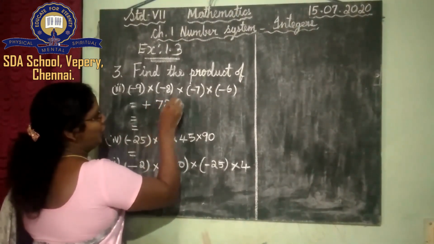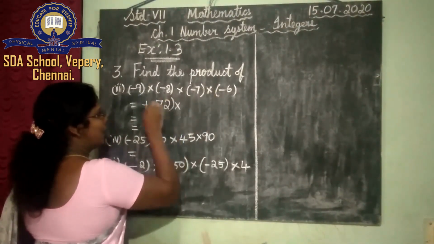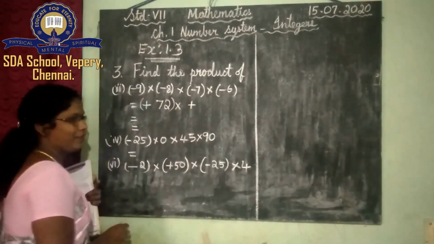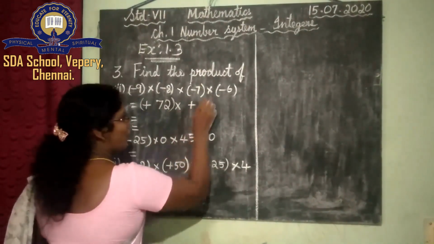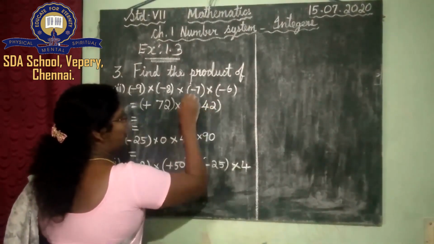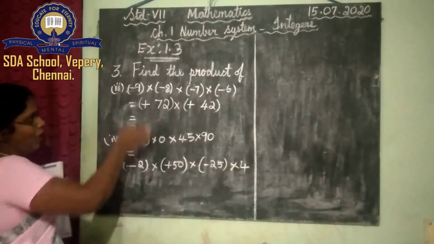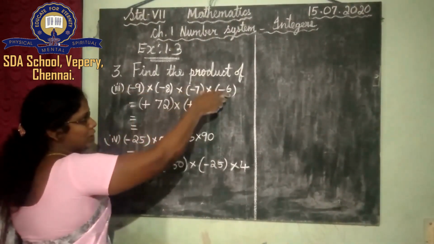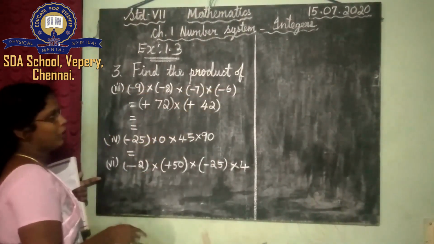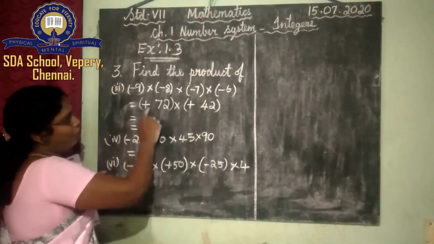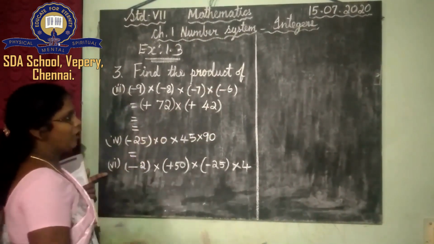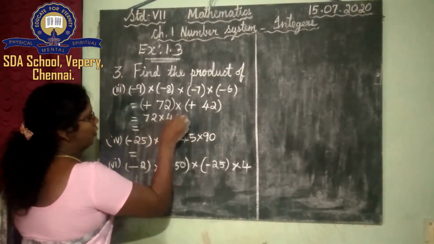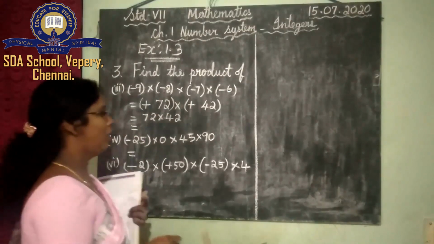72 into, again minus into minus, plus. 7 6s are? 42. Okay, you see how I am taking? I am taking first 2 integers and multiplying. Again I am taking the next 2 integers and multiplying. Now both the side I got plus. So my value is plus. So 72 into 42. 72 into 42 is what?